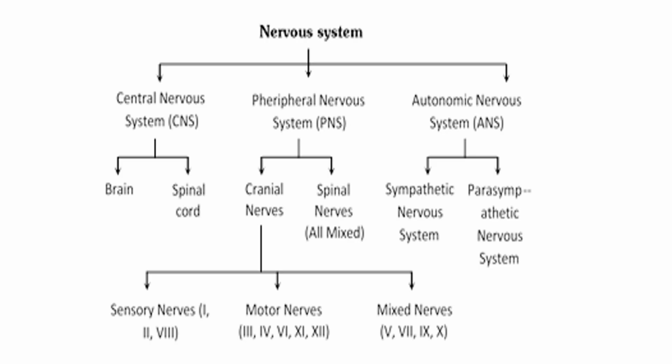The cranial nerves are of three types: sensory nerves, which are 1, 2 and 8 in number; motor nerves, which are 3, 4, 6, 11 and 12; and mixed nerves, 5, 7, 9 and 10. So a total of 12 pairs of nerves are present in the cranial nerves, which arise from the brain.